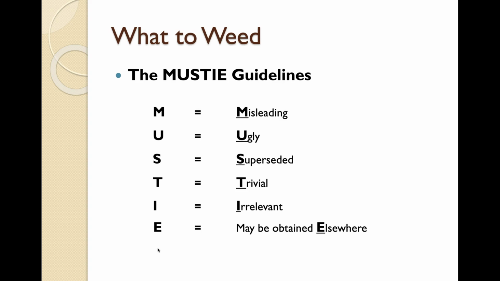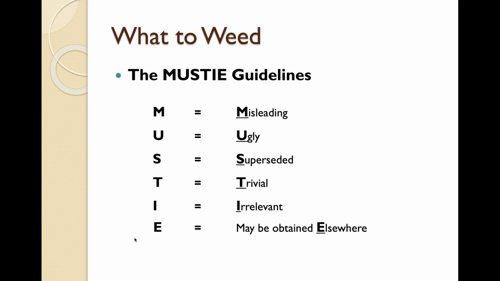If it's misleading, if it's ugly, if it's been superseded, there's new information. Trivial, meaning it's just not adding to the value of your collection. Irrelevant, or maybe obtained elsewhere. I think the first three are the most important: misleading, ugly, and superseded. Not that you want to always judge a book by its cover, but if the cover's dirty and torn off and the pages are falling out, then you might want to judge the book by its cover.